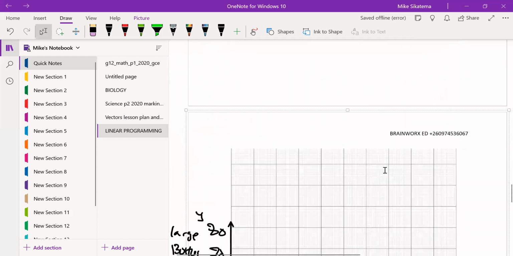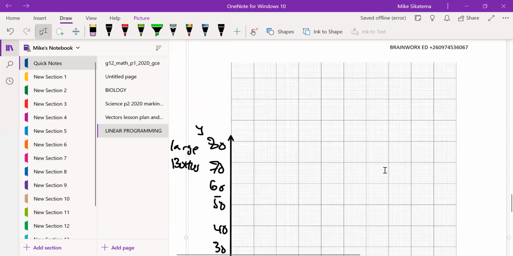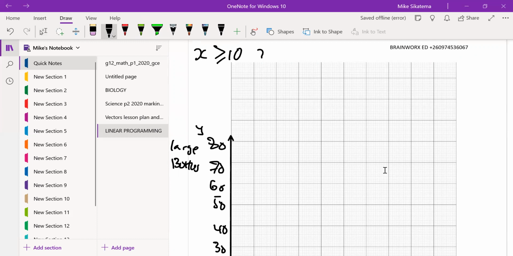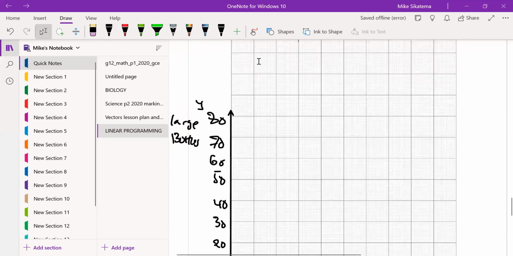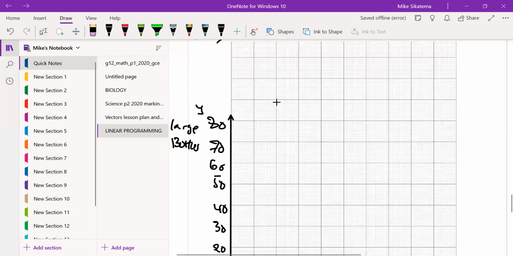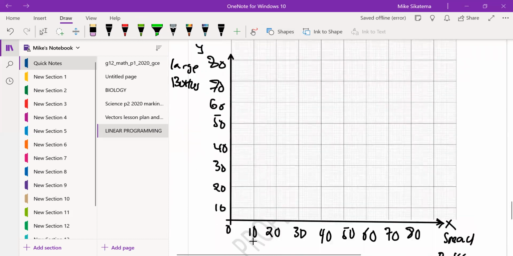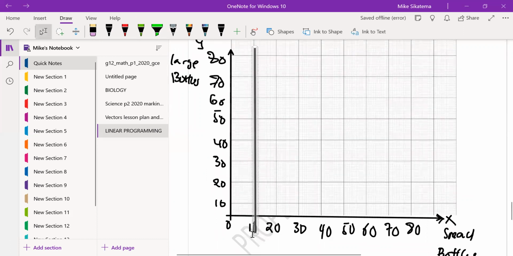So the first inequality that we are plotting is this one here, which is x is greater or equal to 10. So we're just plotting the line x equals 10, which is parallel to the y-axis. So we just locate 10, and it will be this line here. You can't fail to do this.